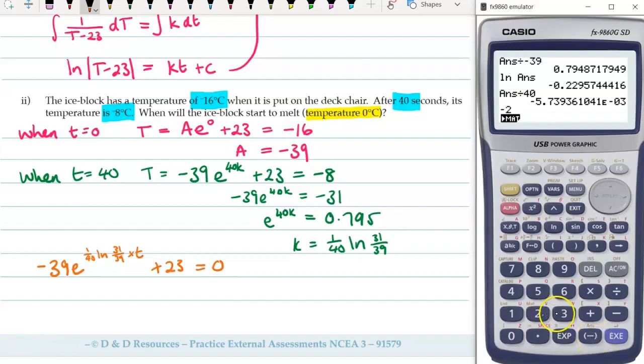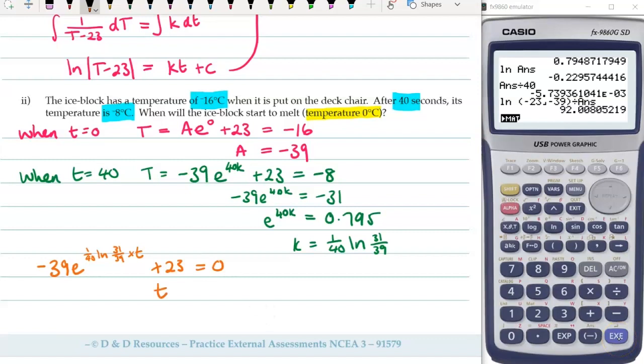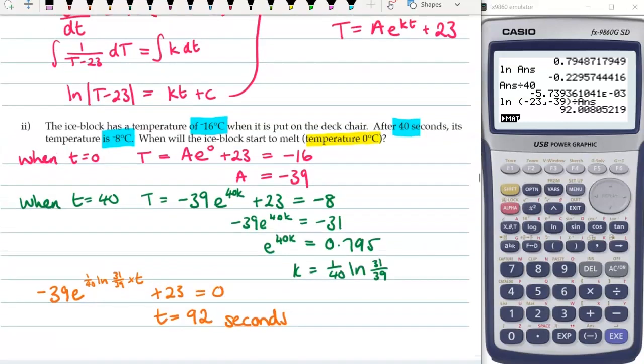So we'll have minus 23 over minus 39. Let's start with that. As I take the 23 over to the right, then divide by the 39. And then we would do the natural log of that. And then I would divide it through by k, which is what I've got as my most recent answer on the calculator. So I'm going to pop that in like this. So t equals 92 seconds. You could also put this into equation solver if you want to just save yourself a bit of the manual work.